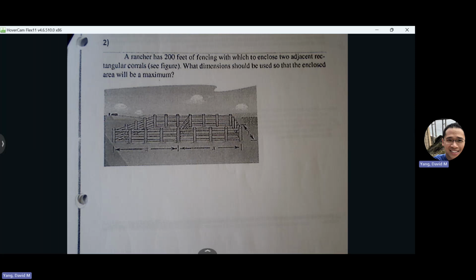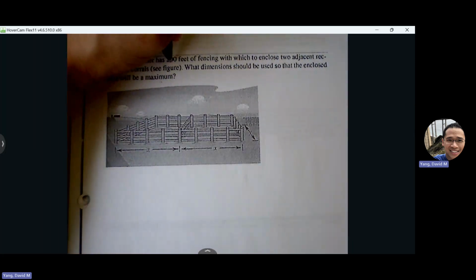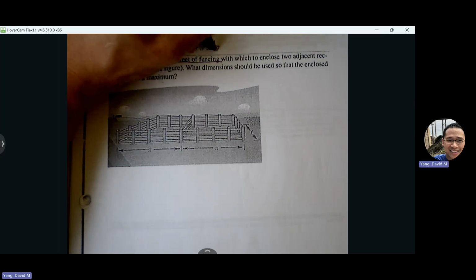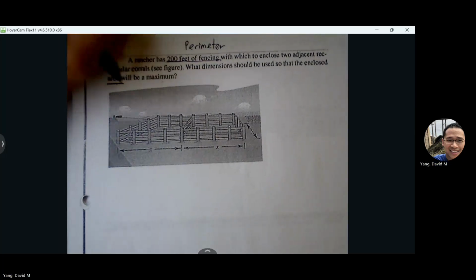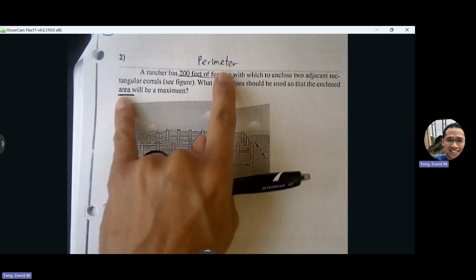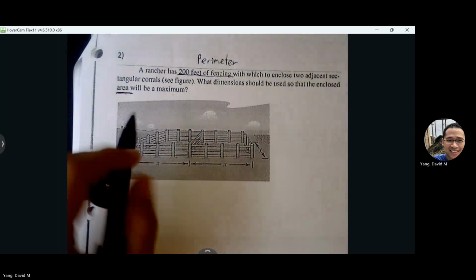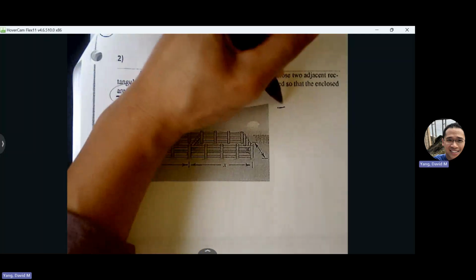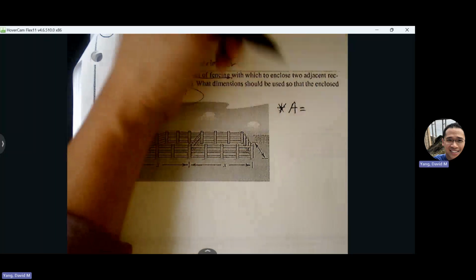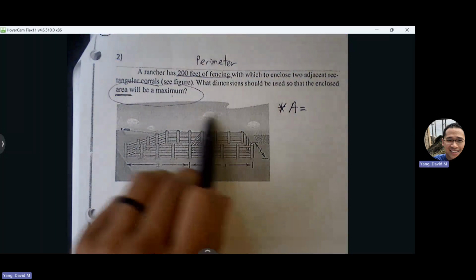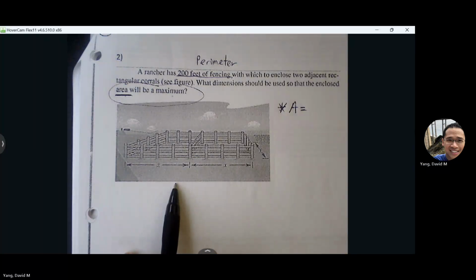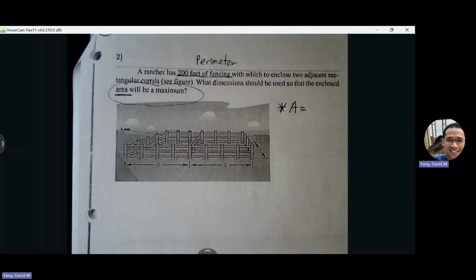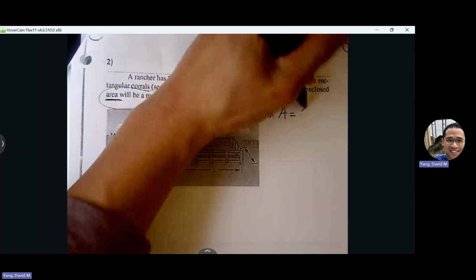So the two formulas that we're working with are perimeter versus area. But which equation are we trying to optimize? Area. So you see the word maximum. Maximum is describing area. So ultimately, we're trying to get the area equation down to one variable. But first, what is the area of this region here? Length times width, right? So what's the length and width? 2x times y.